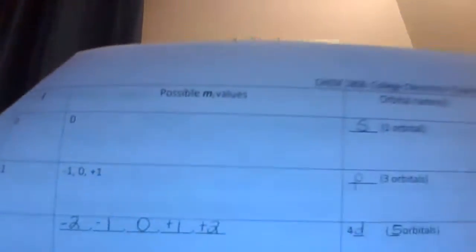S is the first orbital. P is 3 orbitals. D is 5 orbitals. And F is 7 orbitals. And I'm just going to show that again real quick.